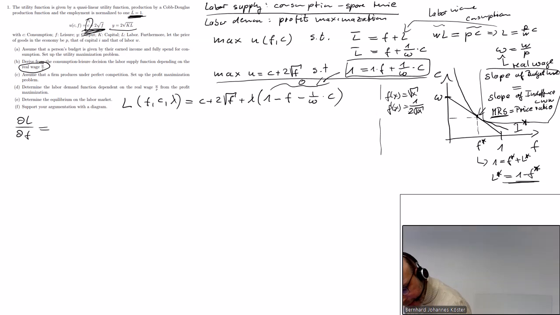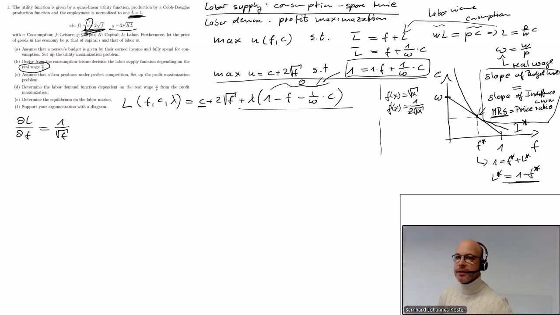So then we see that this 2 cancels with this 2. What is the derivative with respect to f of c? Not 1. 0, of course. It's just a constant if you take the derivative with respect to the other variable. So we obtain 1 over square root of f, and then we also have to take the derivative of the restriction with respect to f.